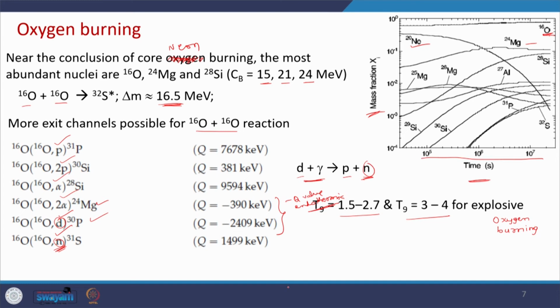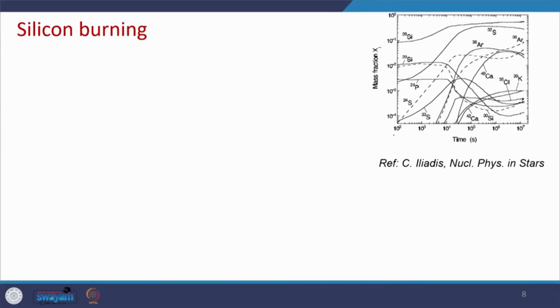So, we are done with carbon burning, neon burning, and oxygen burning. Now, the last burning stage, that is silicon burning. See the time scale here, from 10 to the power of 2 to 10 to the power of 7 seconds, and in mass fraction, silicon 28 is the most abundant material in these time scales.